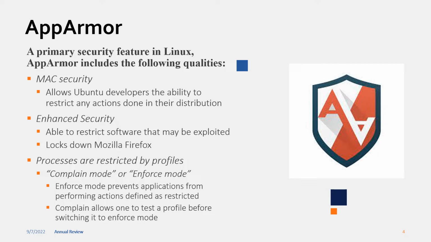And they're restricted under the structure of profiles, and they contain two modes. Enforce is where it actually enforces the actions, the rulings, and prevents applications from performing those actions that are defined as restricted. Whereas complain mode is more of a testing procedure where it allows one to test their rules before they switch it to enforce mode.